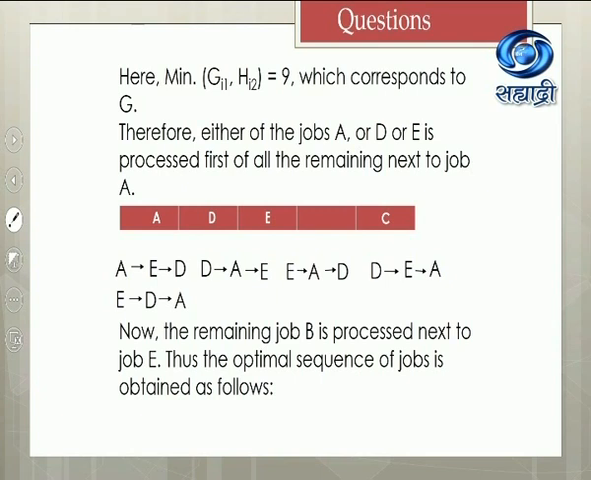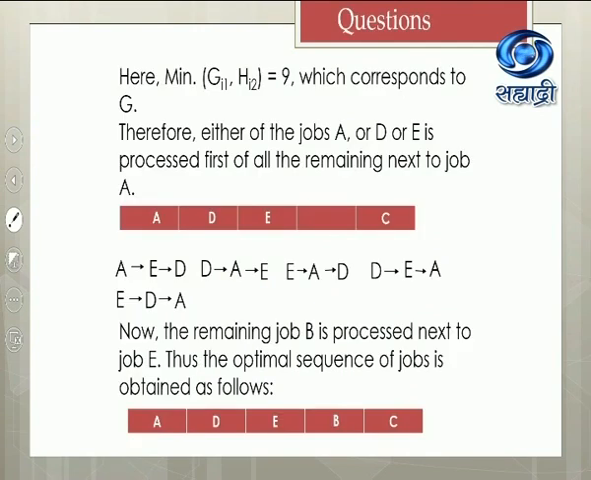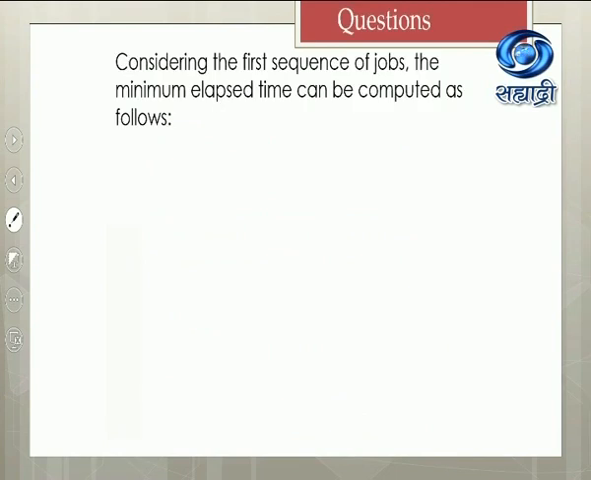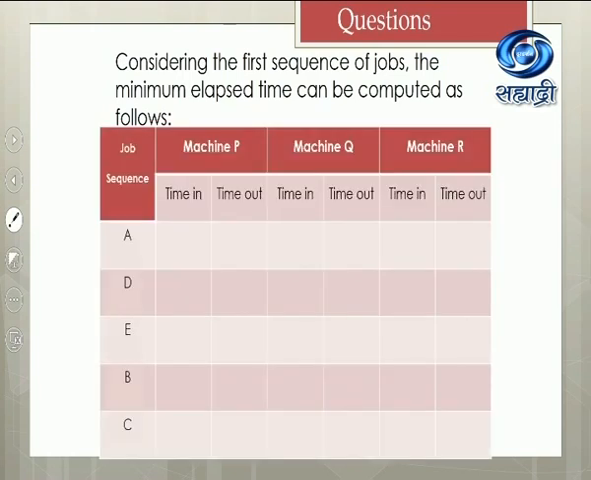So the remaining job B is processed next to job E. Thus the optimal sequence of jobs is obtained as follows. So the sequence is A, D, E, B, C. Now consider this sequence and consider the original table. So considering the first sequence of jobs, the minimum elapsed time can be computed as follows. You will consider only one sequence. No need to consider all the sequences which you obtain.